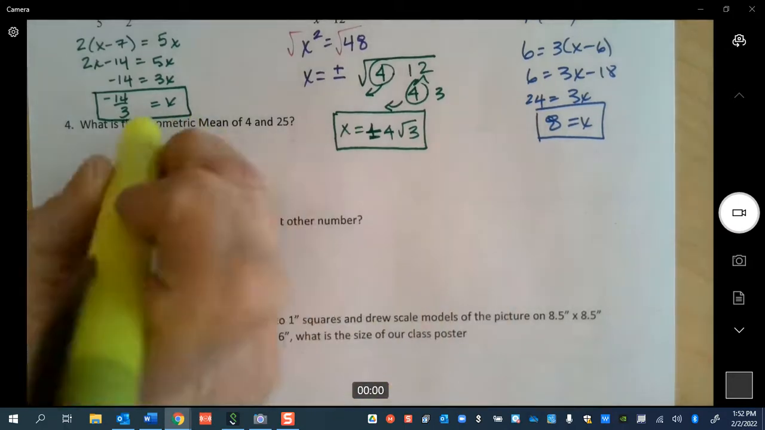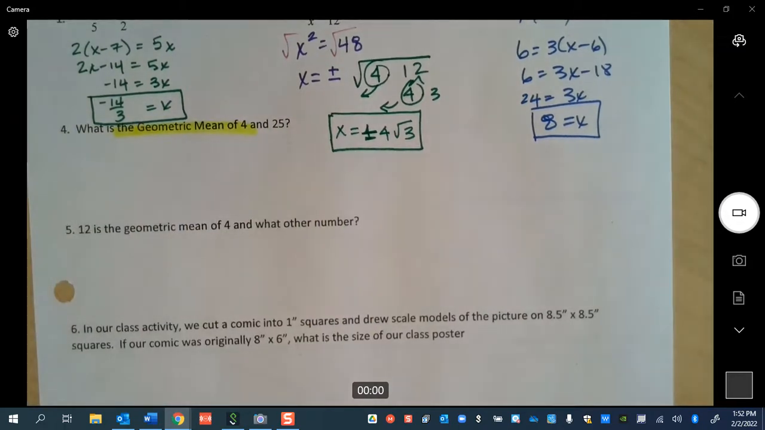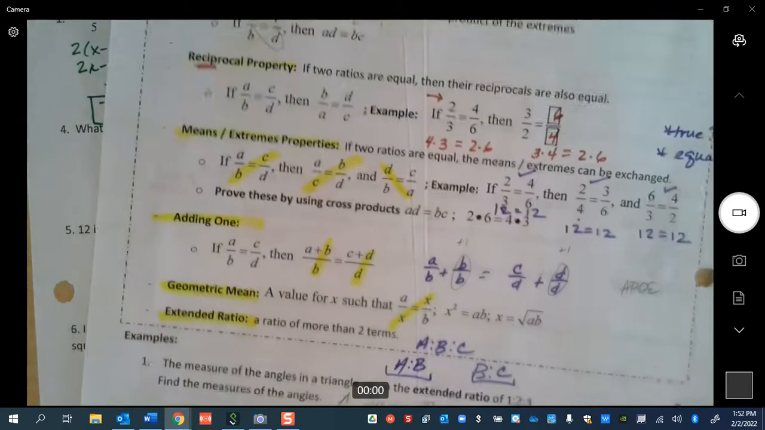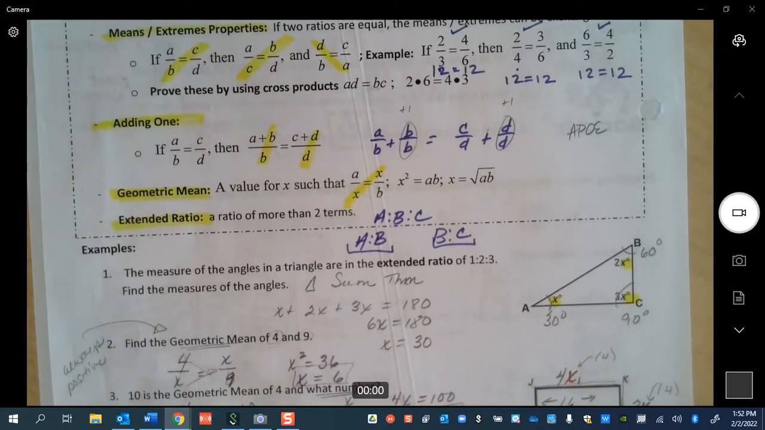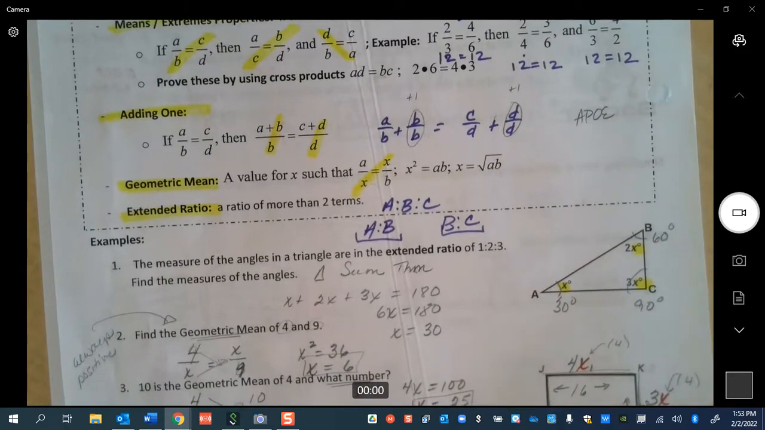So lots of questions about what is the geometric mean? Mrs. Glazier, can you explain to me what the geometric mean is? So if you look on the back of notes 6-1, that is where we talked about what the geometric mean is. The geometric mean is a value for x such that x exists in the denominator of my first fraction, numerator of my second fraction, and its value is the square root of the product of the extremes. So that's on the back of that note 6-1.